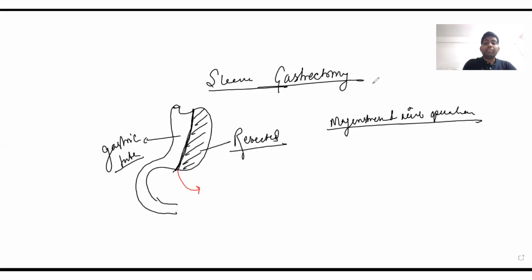The problem with the sleeve gastrectomy is, this is the angle of His. At the level of the angle of His, since this is a high pressure system, there is a chance of anastomotic leak, and this is known as the Achilles heel of this procedure. So that's about the sleeve gastrectomy. Let us move ahead and see the malabsorptive types.